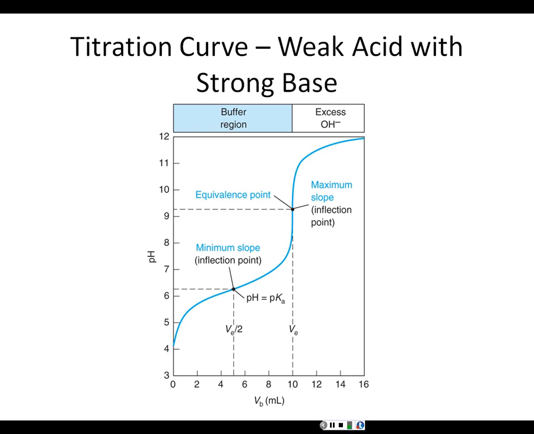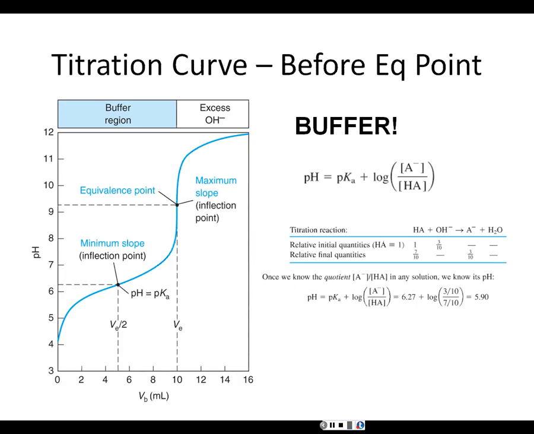So let's think about what we have in our beaker. At any point prior to the equivalence point, we have the weak acid that we've started with in the beaker. Drop by drop, we've added our strong base, and the strong base has immediately reacted completely. When it reacts, it gives us the conjugate base of that weak acid that we started with. And therefore, at that point, we have a buffer. So at any point prior to the equivalence point, we're in a buffer region.